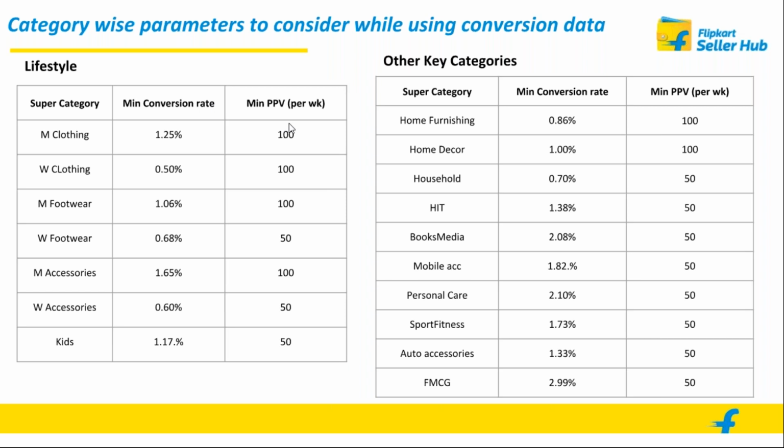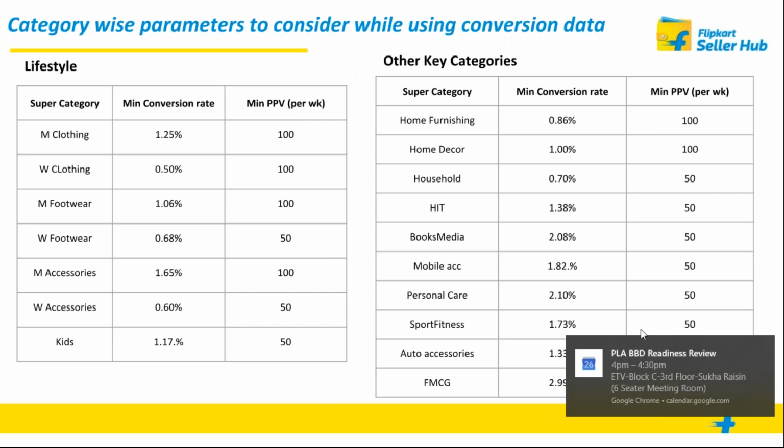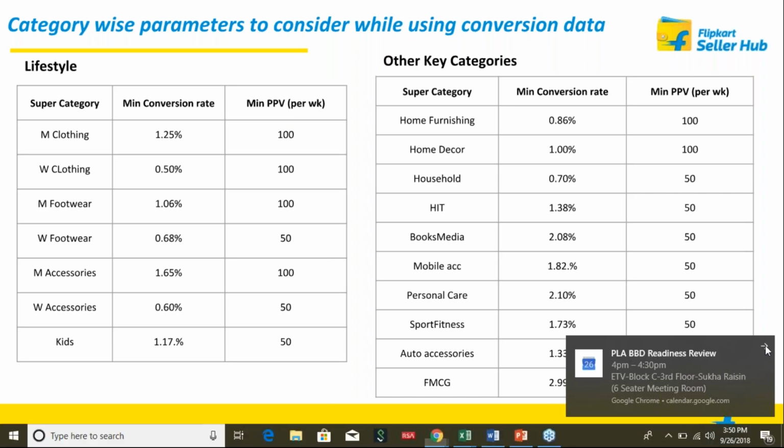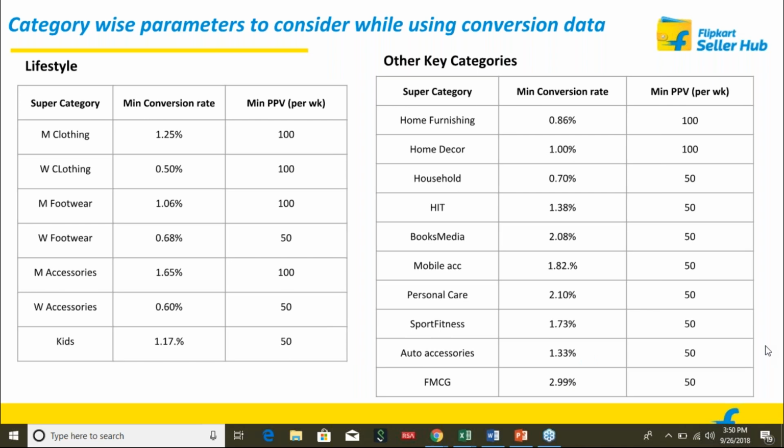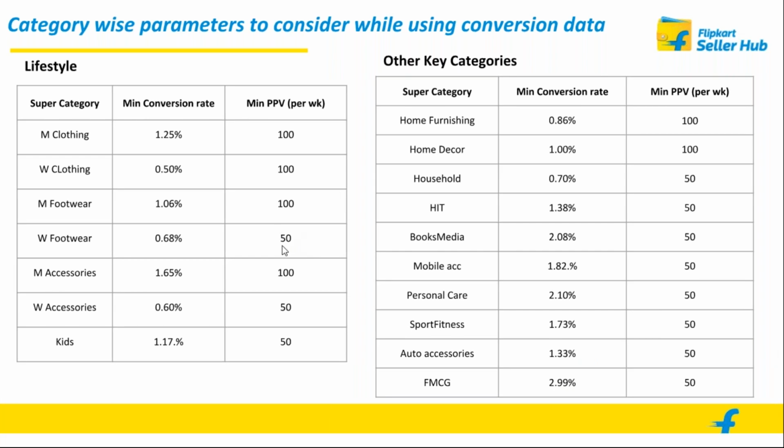Now remember that the number of days for this data set that we are talking about is only about 7 days, right? So in 7 days, which is why you'll see that in certain cases, we're also saying to take a minimum PPV of 50. Ideally, I would never ask you to take less than 100 PPVs to be sure. Now, why do we say that? Just to elaborate on this.